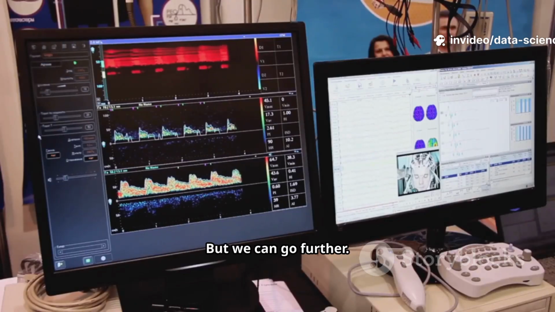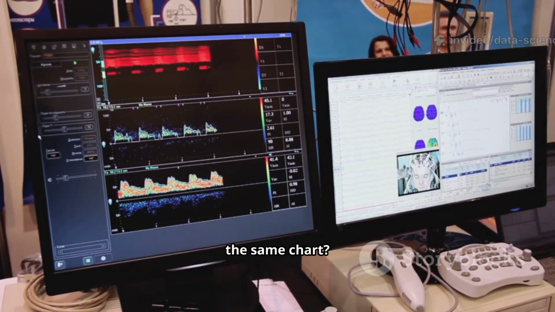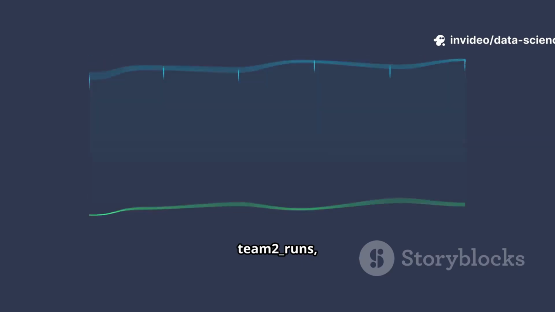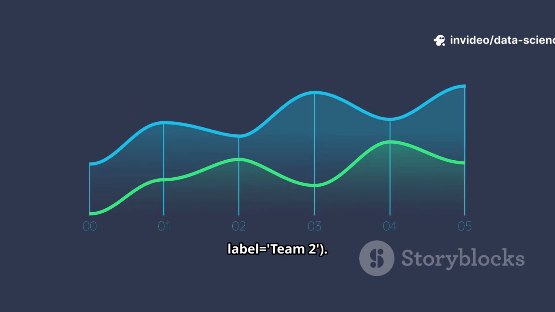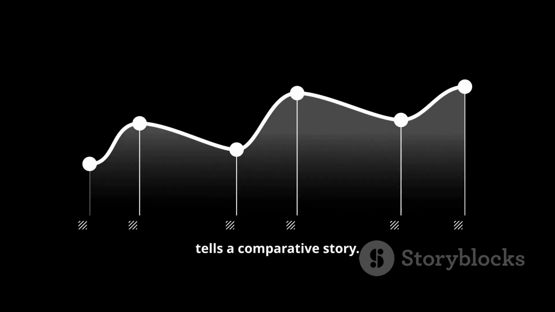But we can go further. What if we want to compare the run progression of 2 different teams on the same chart? Plot Team 1: ax.plot(overs, team1_runs, label='Team 1'). Plot Team 2: ax.plot(overs, team2_runs, label='Team 2'). ax.legend(). Now our single visual tells a comparative story.